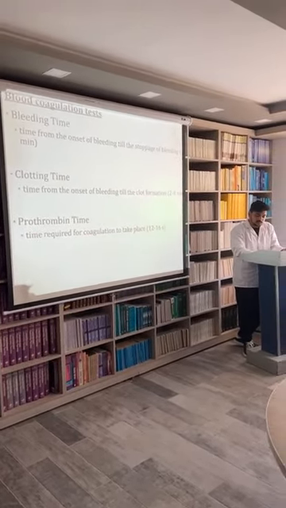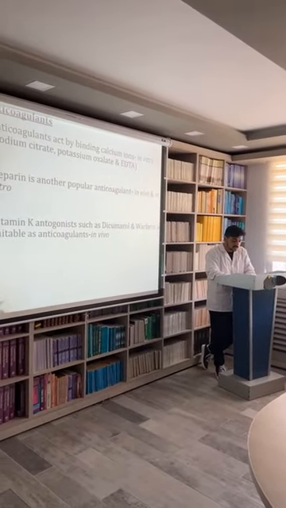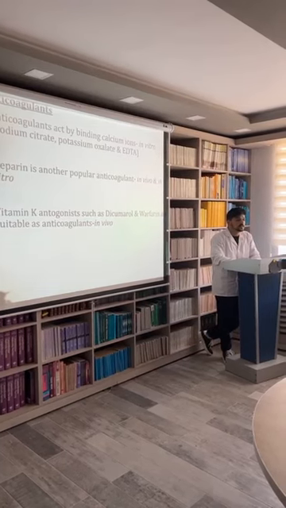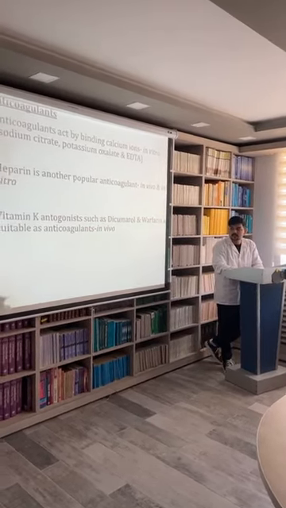Now anticoagulants. If coagulation is formed, there are some special drugs known as anticoagulants, which we can give in vitro, and in vivo also, such as sodium citrate, potassium oxalate, and EDTA. Heparin is also one of the important anticoagulants which we can give in vivo and in vitro. And last are the vitamin K antagonists such as dicumarol and warfarin, which are also stable anticoagulants, and we can give them in vivo by IV.